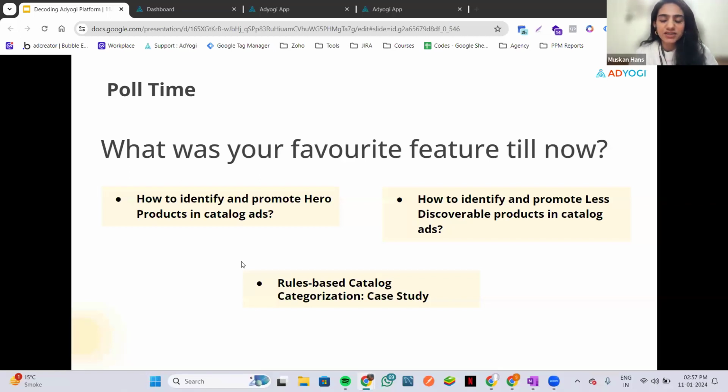Great. How to promote the profitable products in your less discoverable categories.